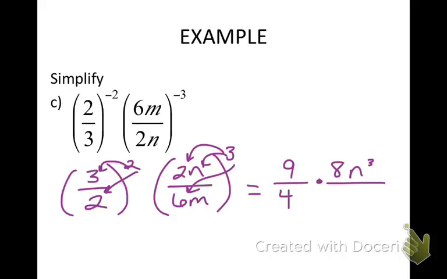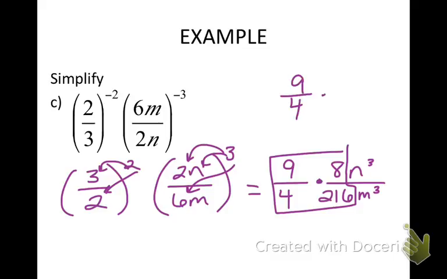36 times 6. 6, 18, 2, 16. 216. m to the 3rd. Yeah, I agree. Okay. Do your n and your m have the same base? Nope, so I'm not going to do anything with those. So now I've got to focus just on my numbers. You've got 2 fractions. How do you reduce 9/4 times 8 over 216? You do 4 and then 2 over 8.